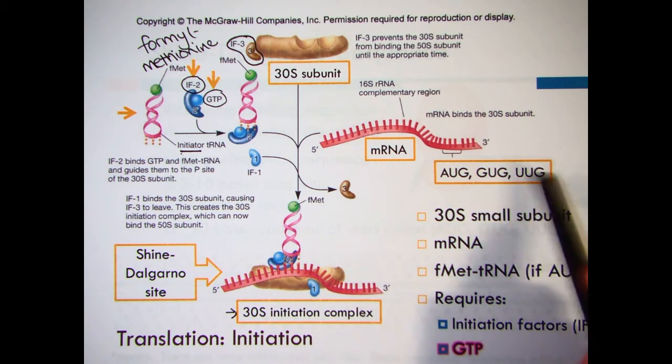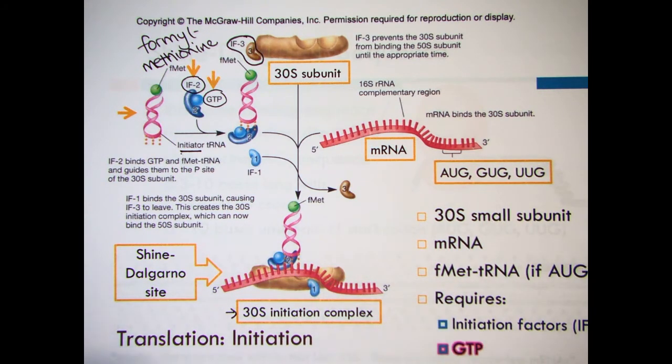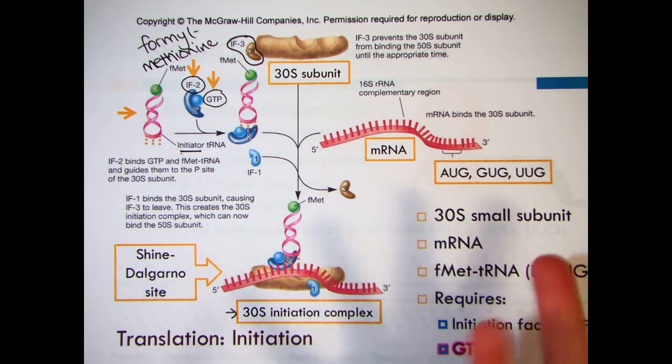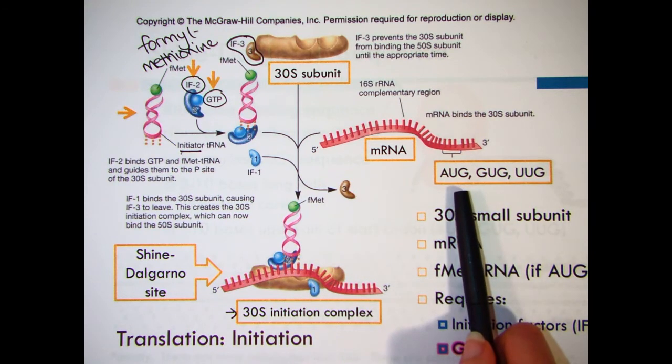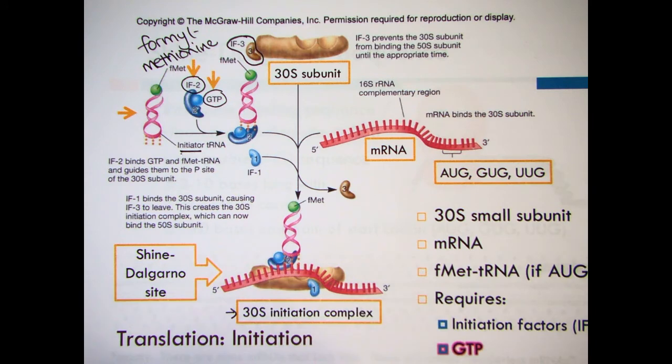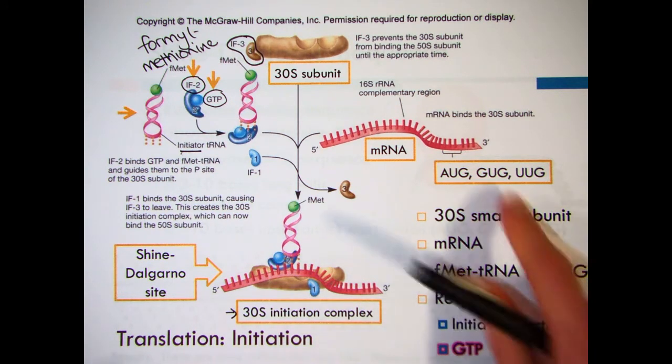These other two, GUG and UUG, are alternate start codons that are not uncommonly used in bacteria. So AUG is still going to be the most common start codon, but these will be other start codons that are used often enough to make note of them, GUG and UUG.